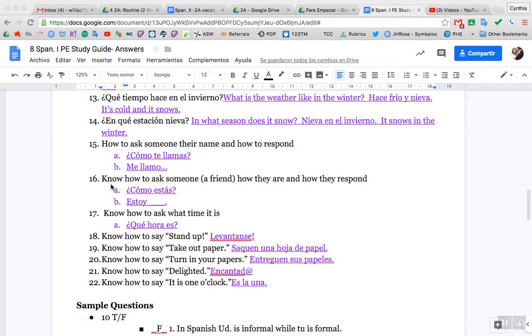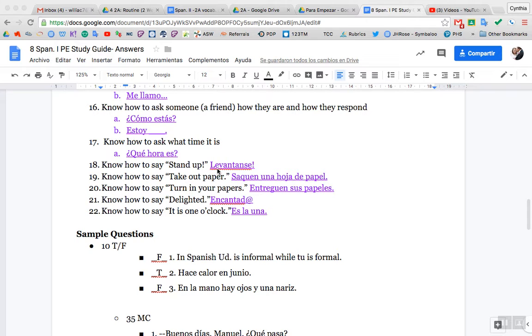16. Asking someone informally how they are. ¿Cómo estás? How are you? Estoy, I am. And then if you're good, bien, bad, mal, and so on. 17. Know how to ask what time it is. How do you say what time is it? You say ¿Qué hora es?